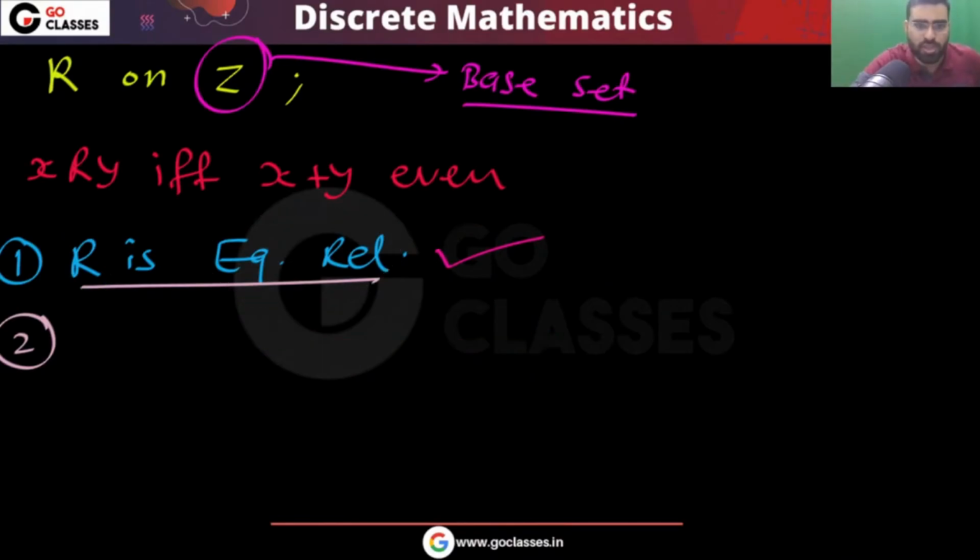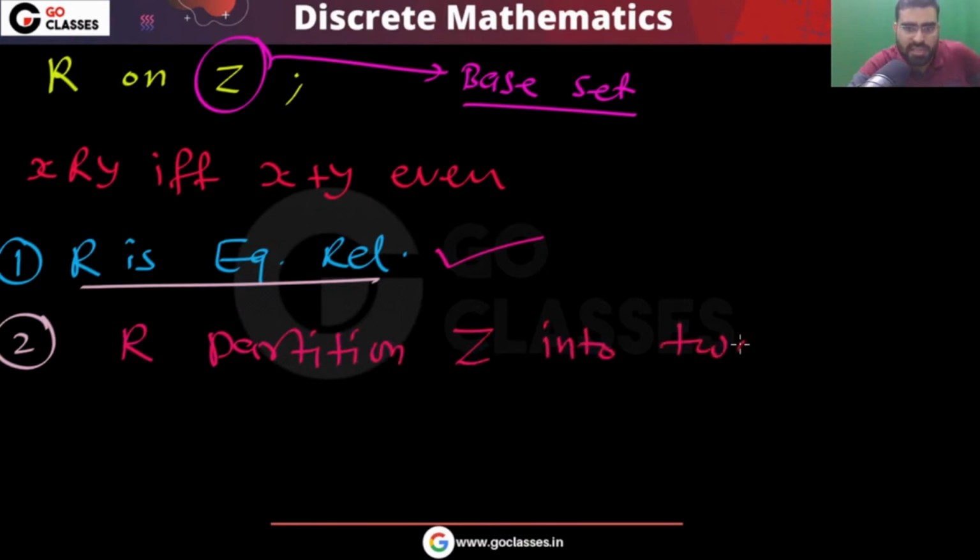So I hope all these points are clear. Now another thing I want to ask you in this one. You have two equivalence classes, right? This relation R will partition our base set Z into two equivalence classes, and let's call them A comma B.